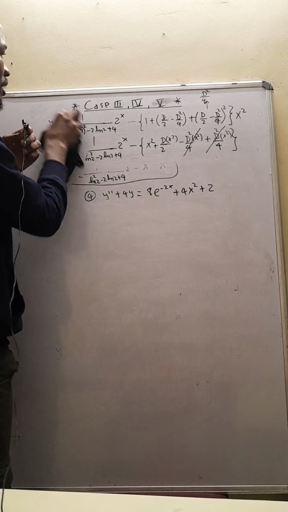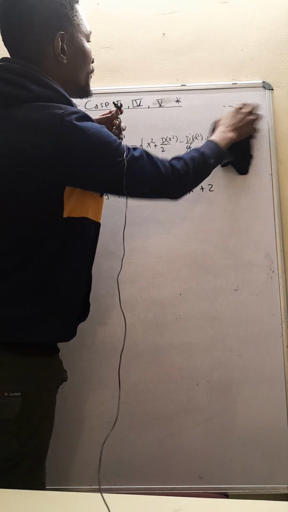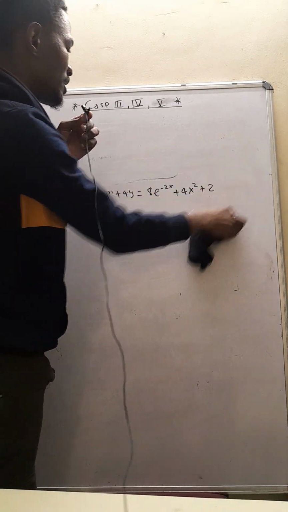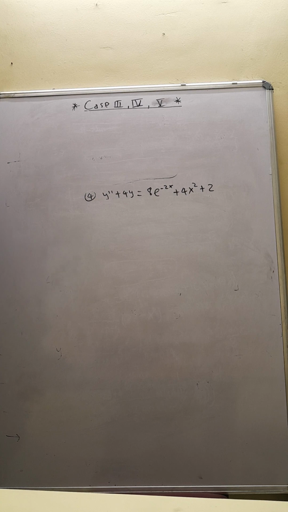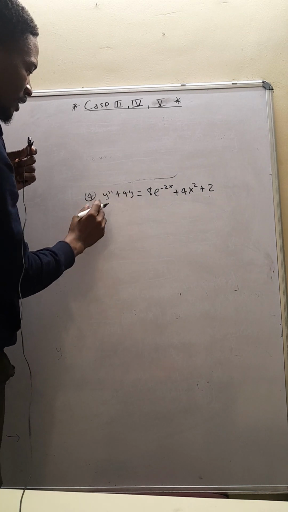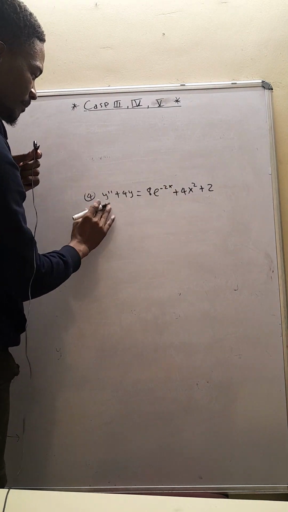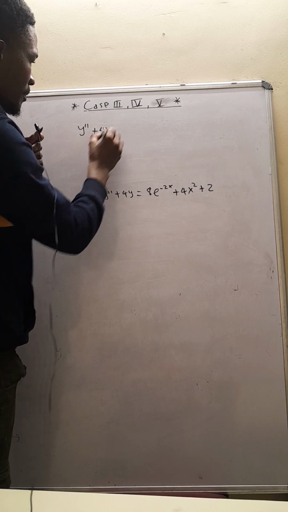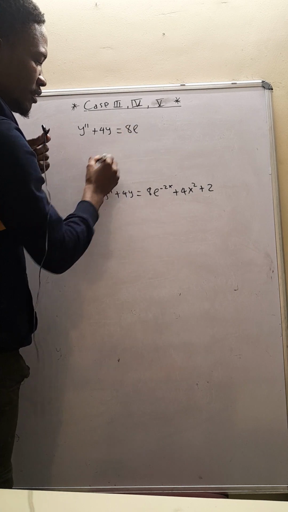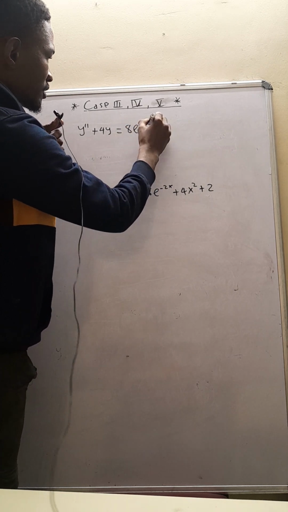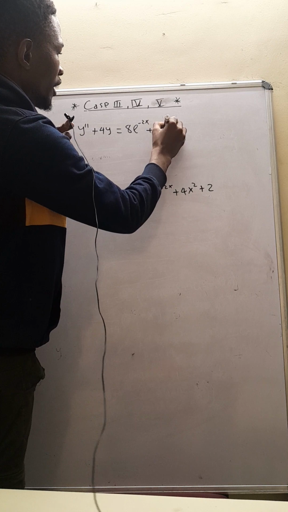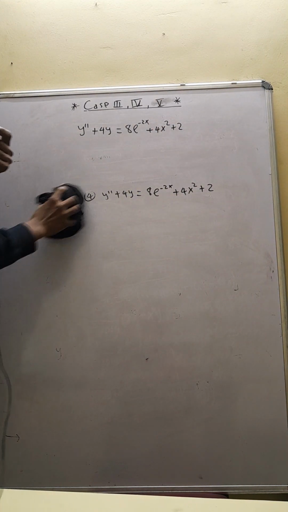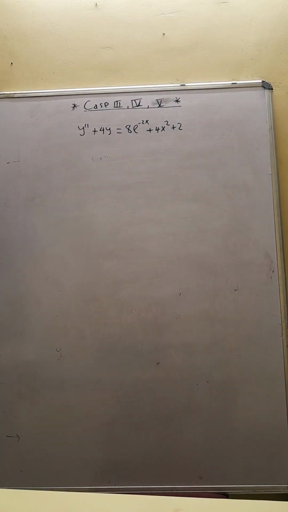Nice. It's done. Okay, after finding this yp, then you know that yp plus yc, just put them all together, you have the general solution. Now see, we have this expression here. This is y double dash plus 4y. It is equal to 8 Euler raised to minus x plus 4x squared and plus 2. That's the point, okay?